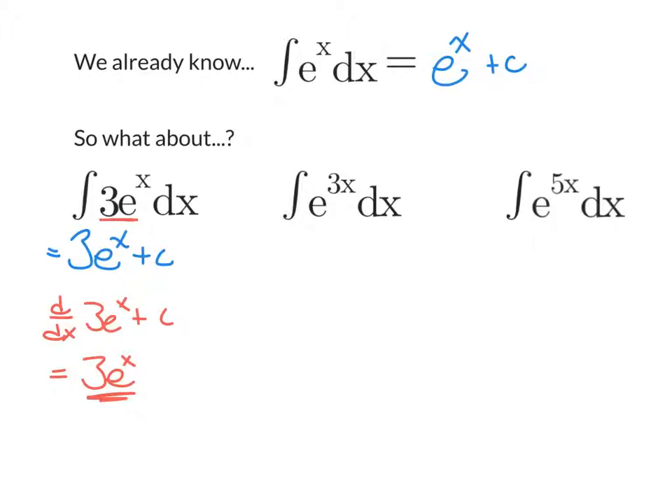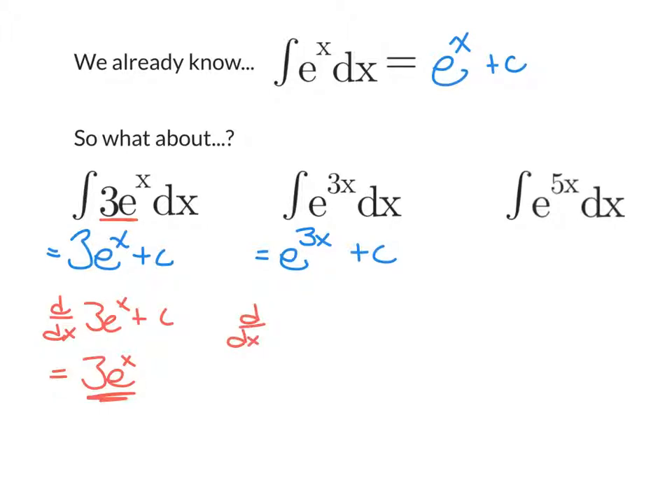So we were correct. When we look at the next example, the integral of e to 3x, that 3 moves from being a coefficient of e to the x to just being a coefficient of the x. Since we're dealing with e, we would imagine that our integral is going to stay the same, e to the 3x plus c. Of course, what we should do is check it.